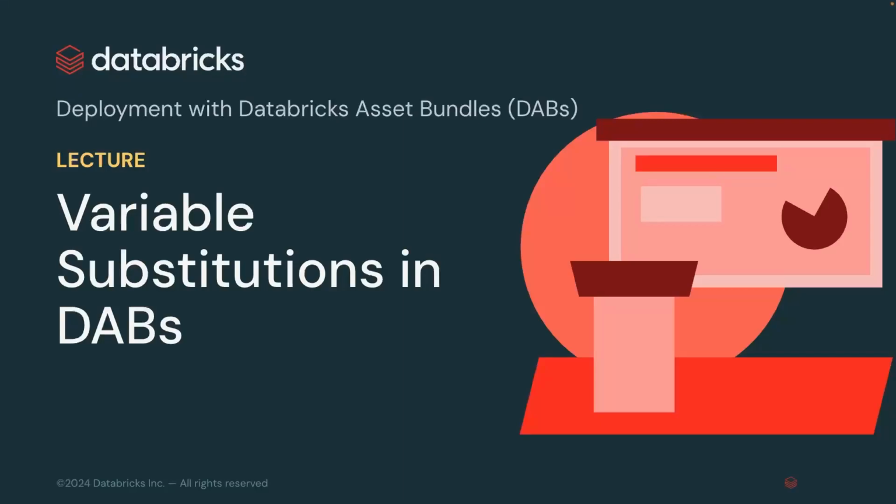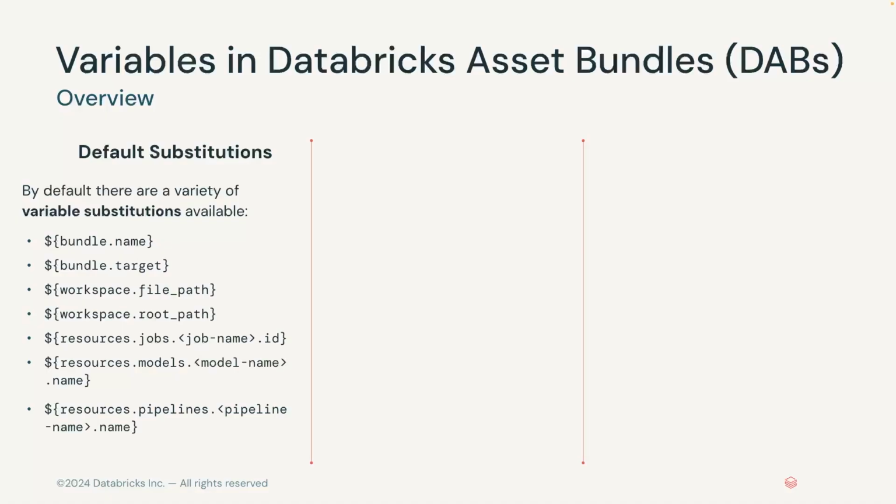Variable substitutions and DABs. Databricks asset bundles support substitutions and custom variables, making your bundle configuration files more modular and reusable. Both substitutions and custom variables allow dynamic retrieval of values, meaning that settings can be determined at the time the bundle is deployed and run.